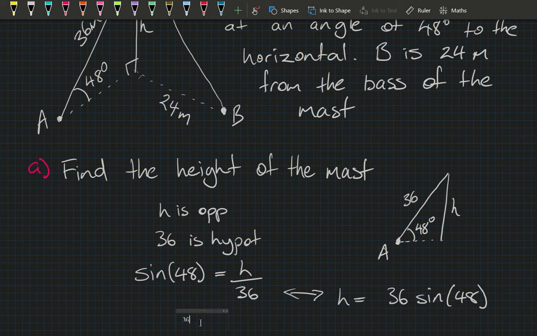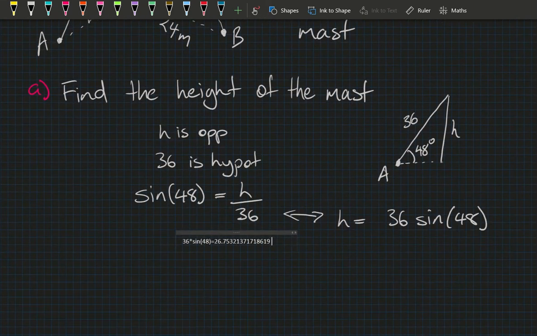And if I put this into the calculator, that means H is equal to 26.75, rounding off to 2 decimal places. So we've got some information from our first triangle. Let's move on to part B, where we're going to do some work with the second triangle.